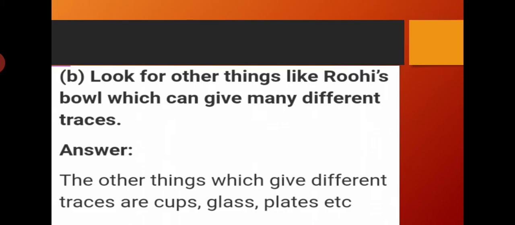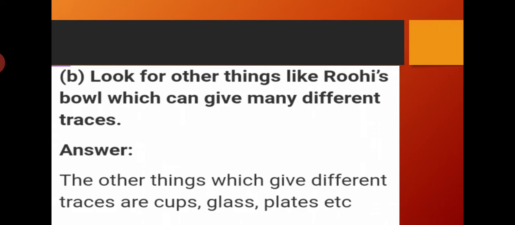So this exercise you have to do in your notebook. You have to make two different traces of a ball, a glass, a plate and a cup. Four things, four different traces you have to make in your notebook. Okay, you will take these four things and you have to draw two different traces of them in your notebook.